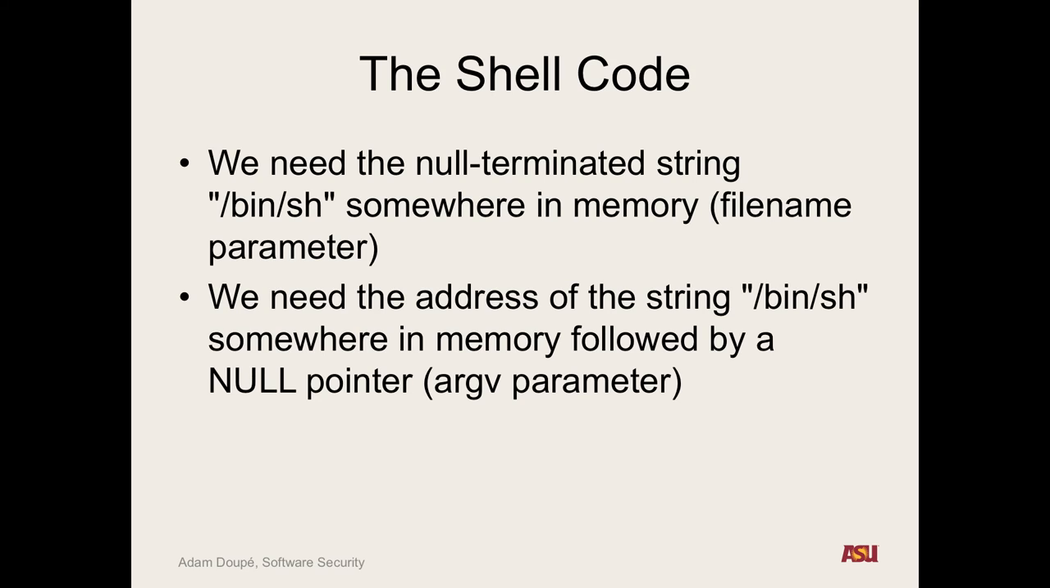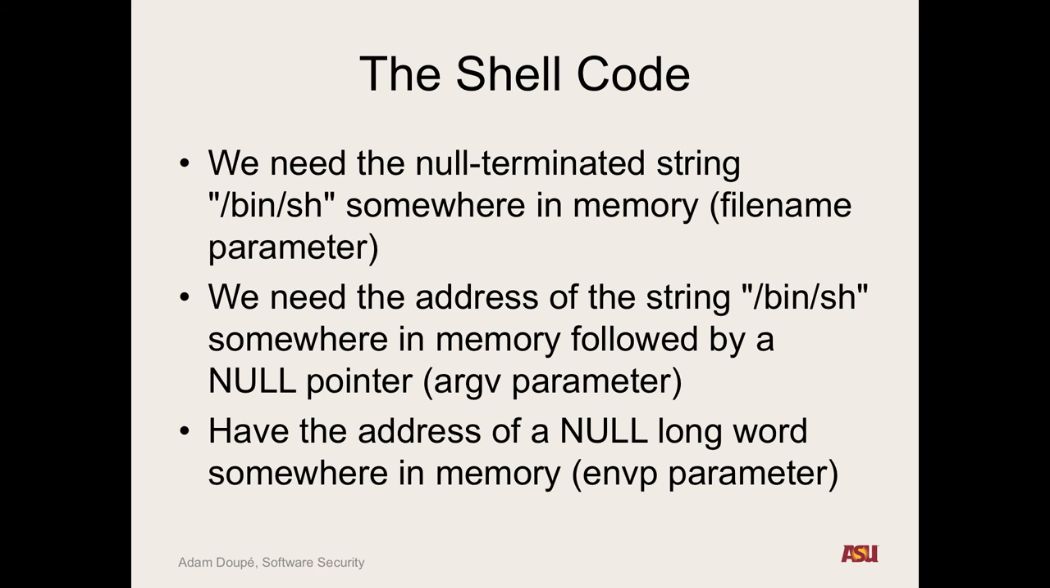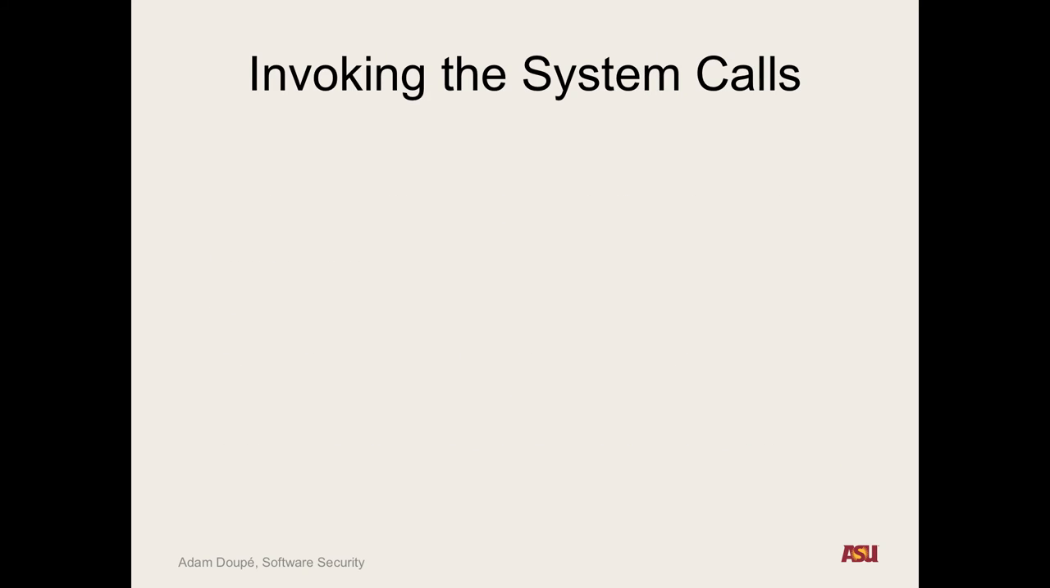And this is going to be our argv parameter. And then we need to have the address of a null word somewhere in memory for the environment pointer. So our steps basically are going to be for our shellcode.